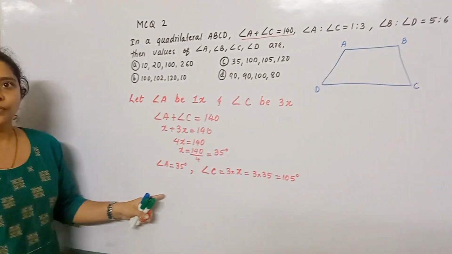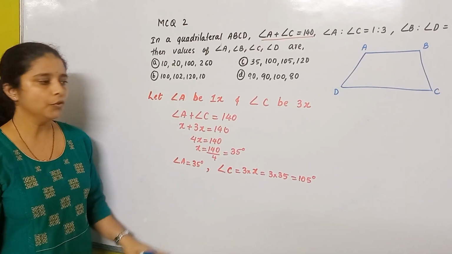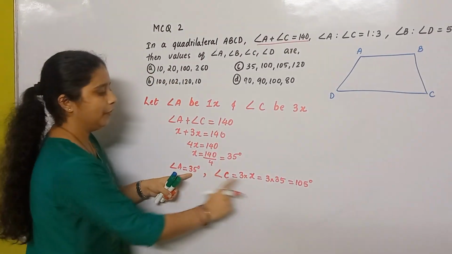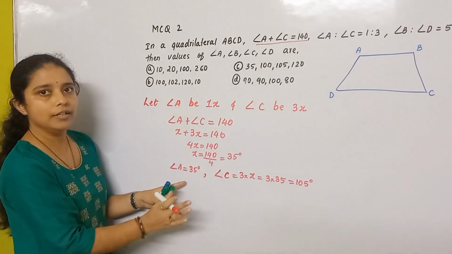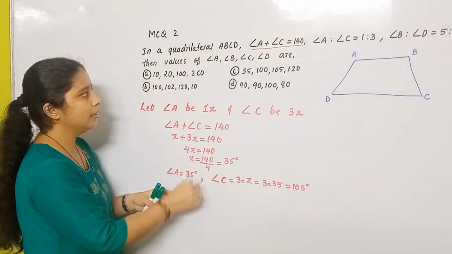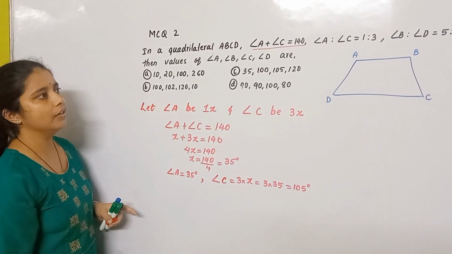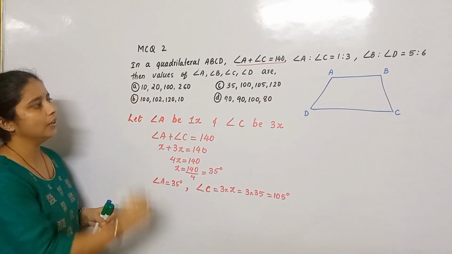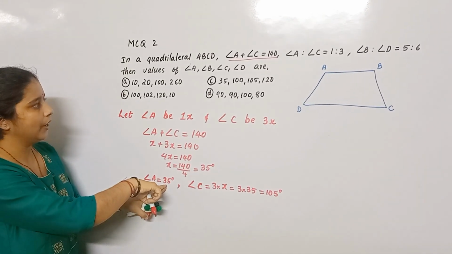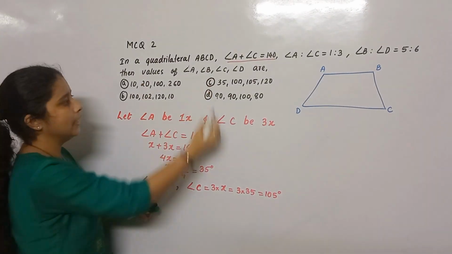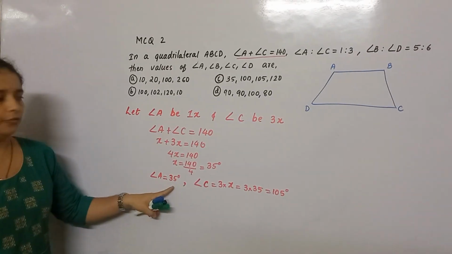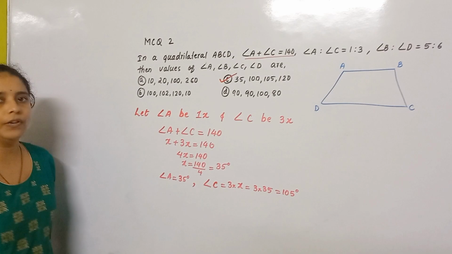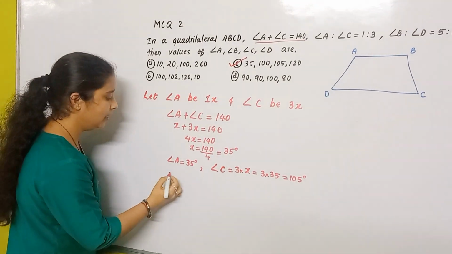So now before going to the next part, we can see that we have the two angle measures, 35 and 105. Before solving the other two angles, B and D, you can directly conclude this answer by just looking at the options. So A is 35. If you look at all the options, there is no option wherein there is 35. So I can say that this is the correct option. But let us also find out what is angle B and D.